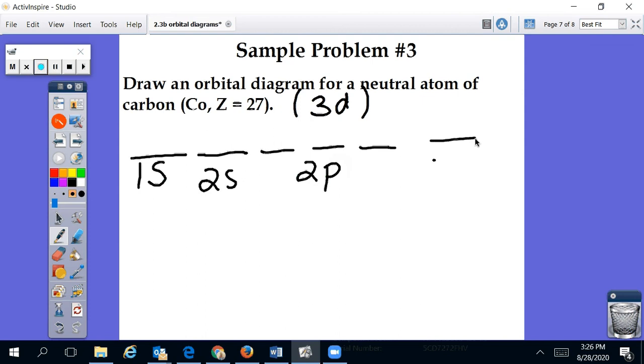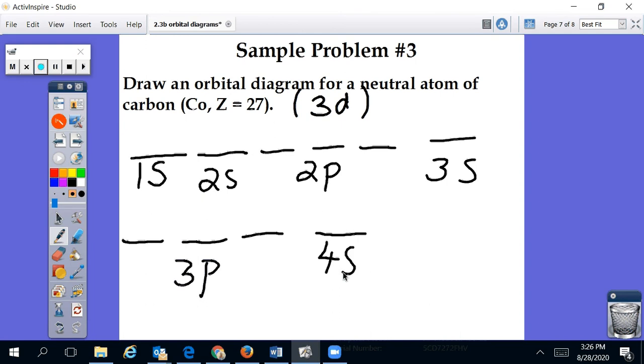3s, 3p, okay, 4s, and 3d, which is going to have 5 orbitals. Okay, now I've drawn all my sublevels with my orbitals. Now it's time to fill them with electrons. I have 27 to fill.